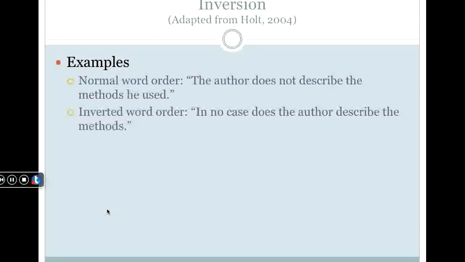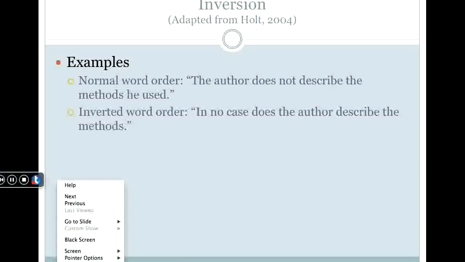The first example here is the normal word order. And the sentence reads, "The author does not describe the methods he used." Here we have the inverted word order below that. It reads, "In no case does the author describe the methods."